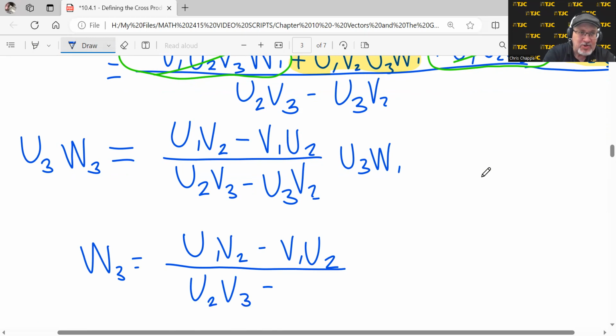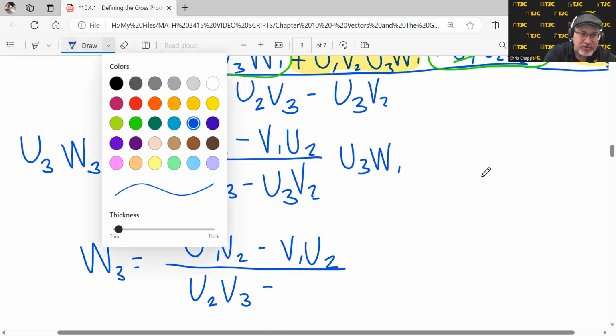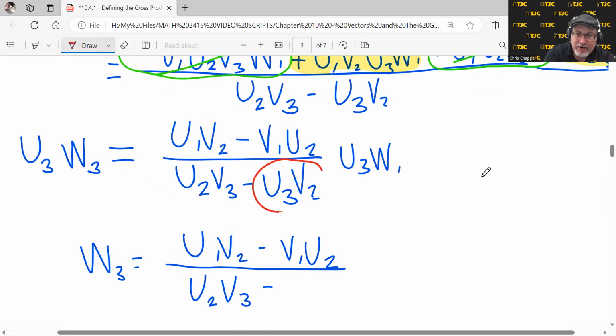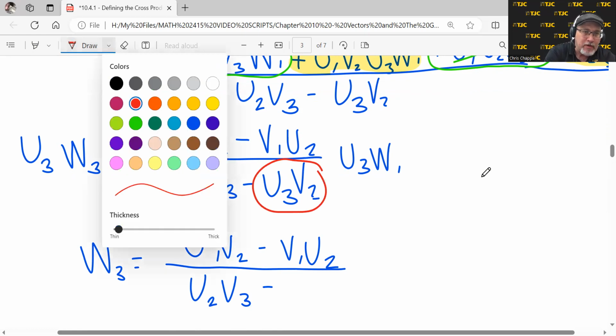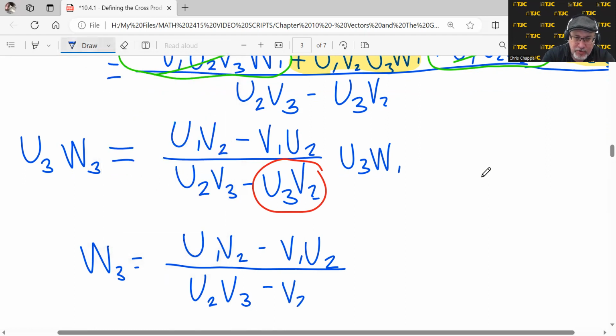And I'm going to make a very subtle change here for the sake of consistency. This term down here, I'm going to write in the reverse order because I'm trying to write the lower subscripts first. So we're going to write it as V2 U3 W1.